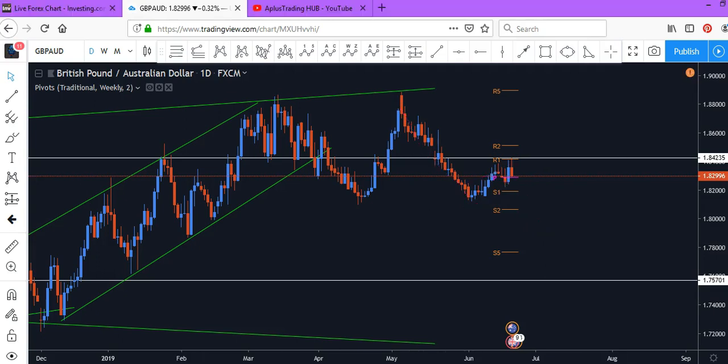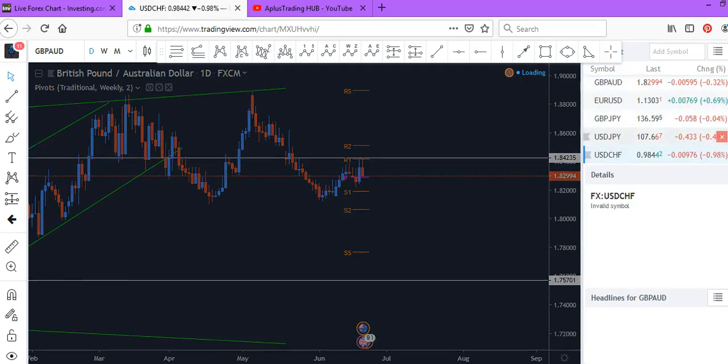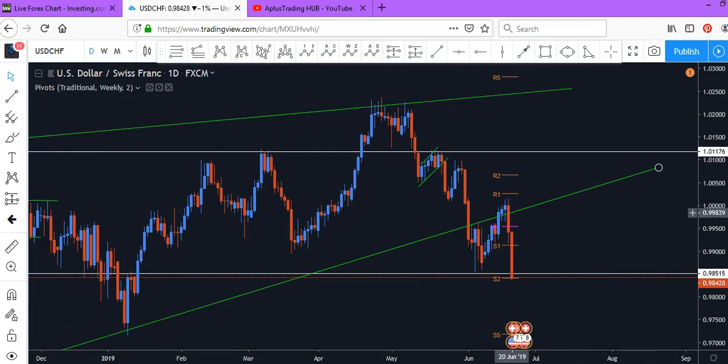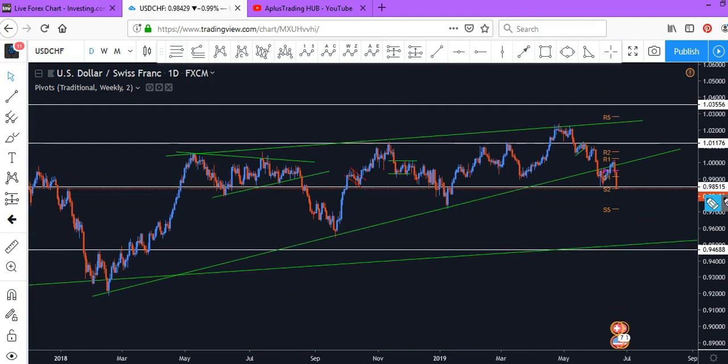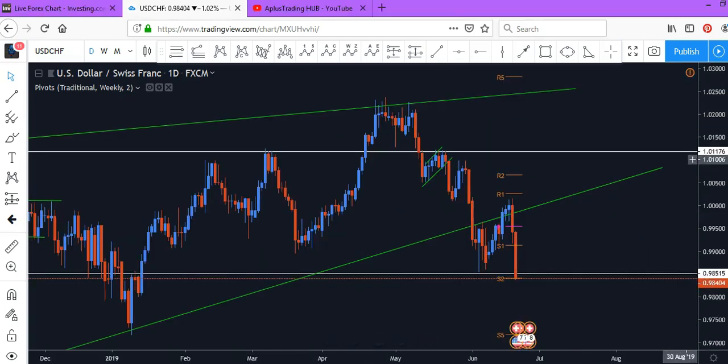Which other pair are we looking at? Okay, USD/CHF. We talked about USD/CHF in the last review, and we were selling from this zone here. You can see price has reached our destination. This was our destination from this zone here. So that was a good trade. I hope you also joined the trade.